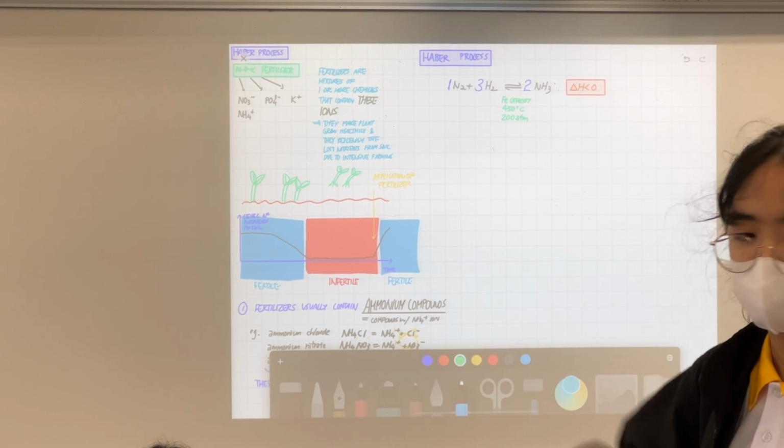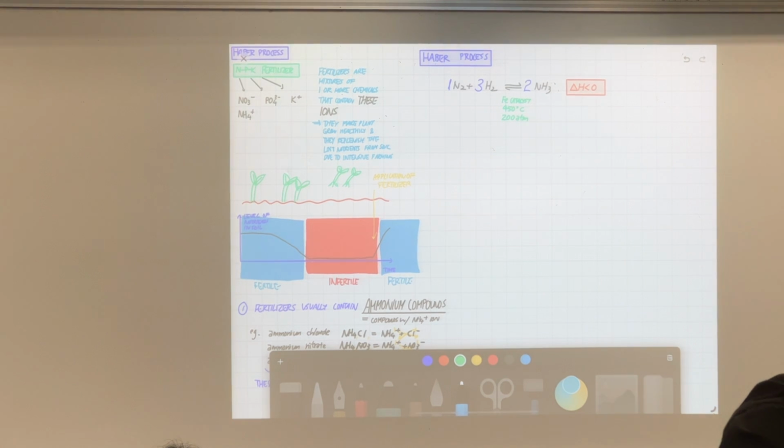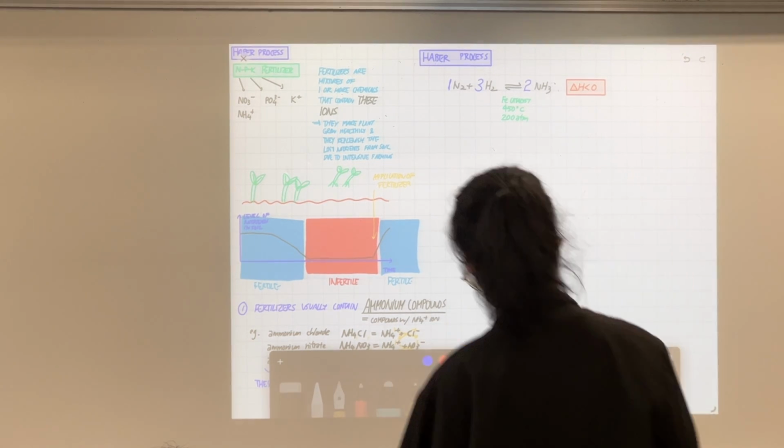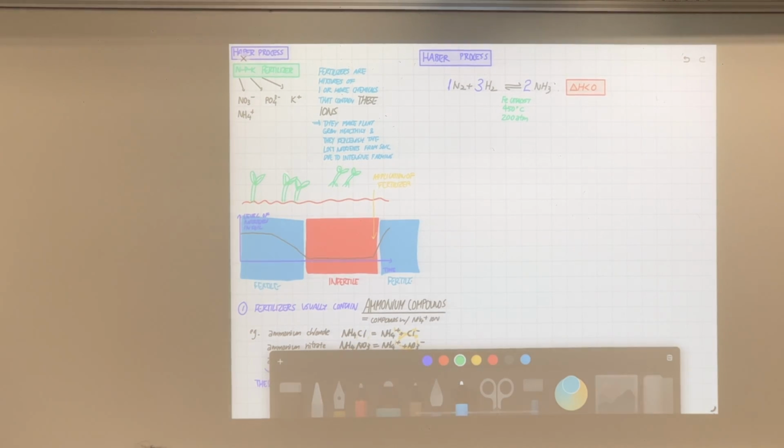Let's start. If you have a stapler, you can staple it now. If not, you can do that later, because I just printed it. So this is the order of the pages: Haber process first, then the Ostwald process on the next page, and finally the making of fertilizer on the last page. You can staple these pages in order.